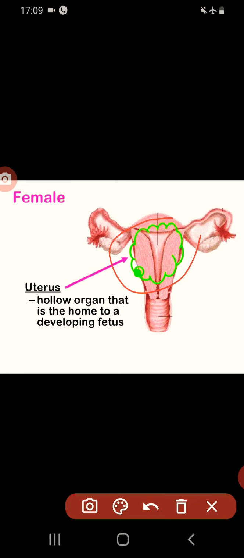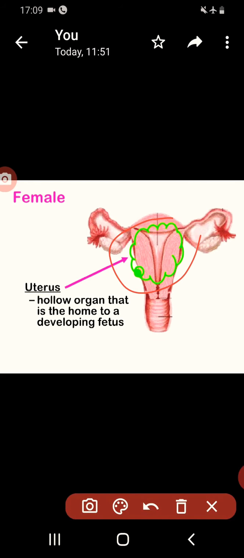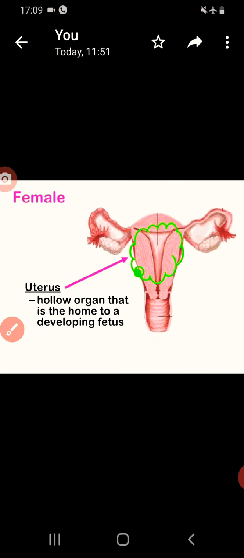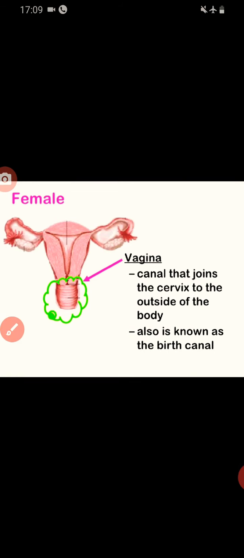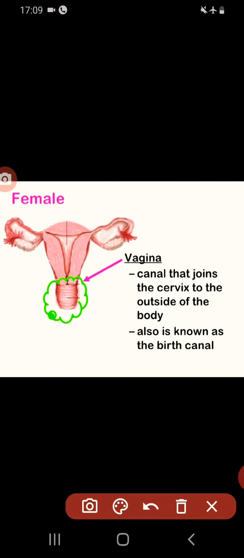So that development takes place in the uterus. Right students? Next part is the last part, that is the vagina. It is the canal that joins the cervix to the outside of the body. Here the cervix and this is the vagina. So this canal joins the cervix to the outside of the body.